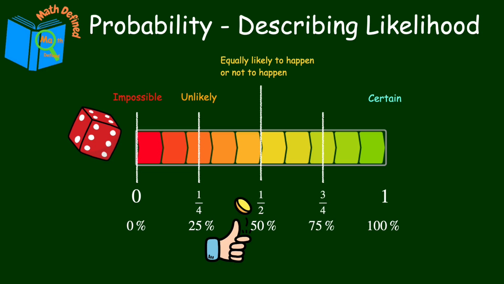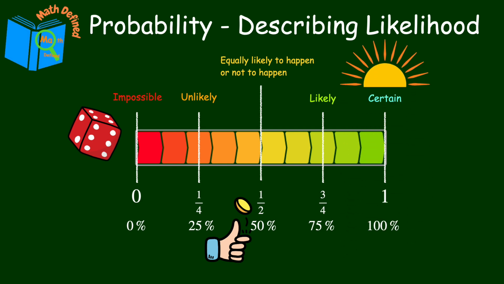3/4 or 75% means it's likely to happen. Imagine pulling a red marble from a bag with 3 red marbles and 1 blue. You'll probably get a red one. And finally, if something has a probability of 1 or 100%, it's certain, like the sun rising tomorrow morning. You can count on it.